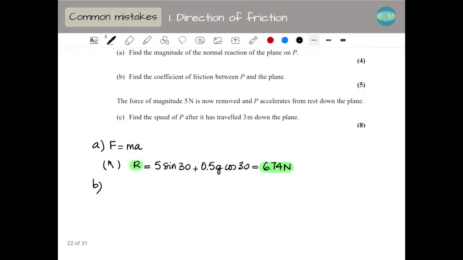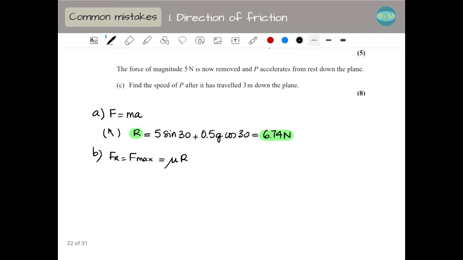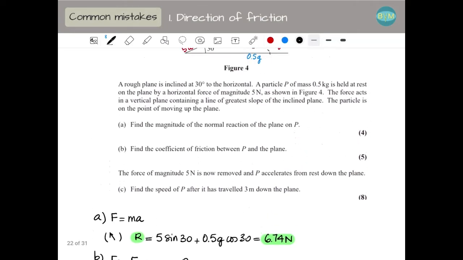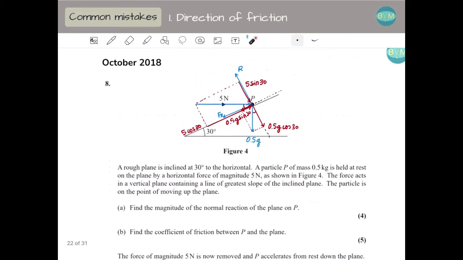So that means that our friction will be maximum and is going to be mu, the coefficient of friction, times the normal reaction. They are asking us for this coefficient. We know this reaction because we just found it. So we need to find the maximum friction. We are going to resolve forces parallel to the slope, because that is where our friction is acting. If we resolve forces in that direction, again I don't have acceleration.